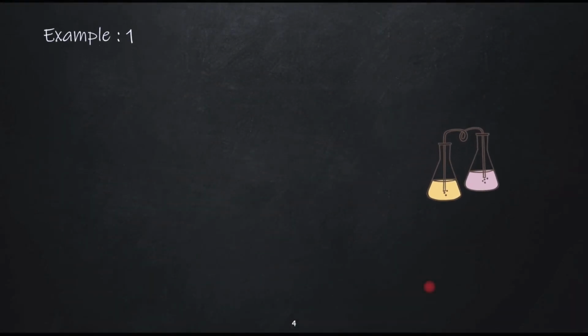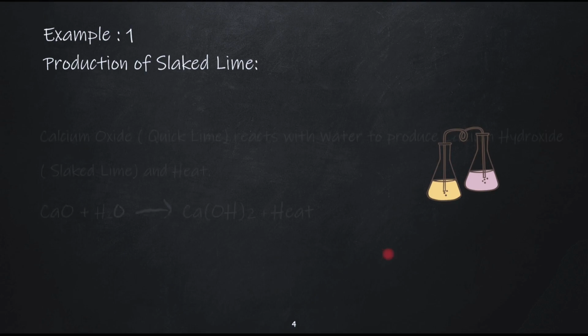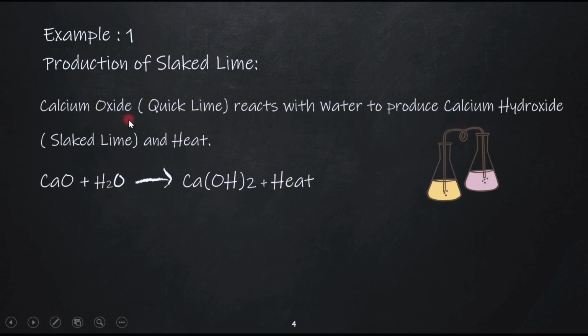Let us understand the combination reaction with the help of examples. First one is production of slaked lime. Dear student, in this reaction, calcium oxide, also known as quicklime, reacts with water to produce calcium hydroxide. Calcium hydroxide is also known as slaked lime. In this reaction, heat is also liberated.